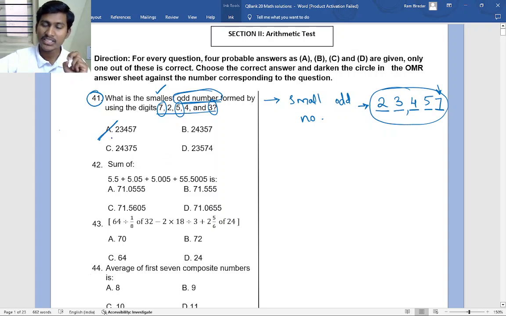So option A is the answer here. Understand? If any doubt, comment in the section. We will try to answer them. Okay, so this is how you approach.